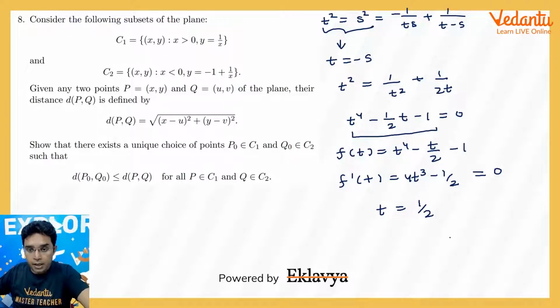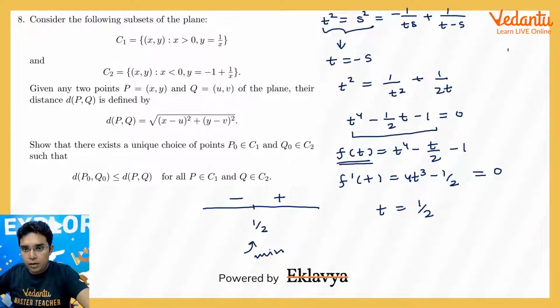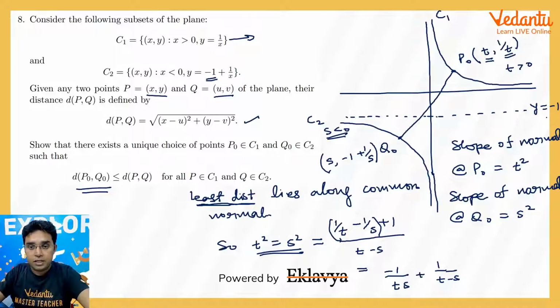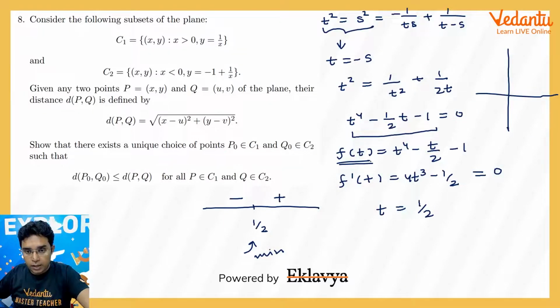Yeah, that is correct. And if we check the sign of this f dash t at 1 upon 2, it will be positive here, it will be negative here. Okay, so for this f(t), this point will be a point of minima. In fact, we can draw the graph of f(t). I'm not talking about these graphs C1, C2. I'm talking about the graph of f(t).